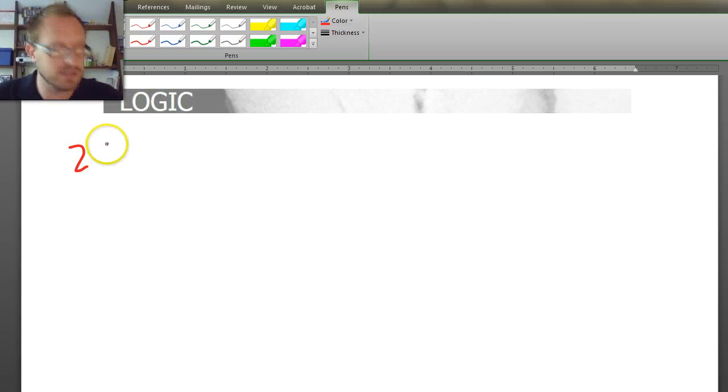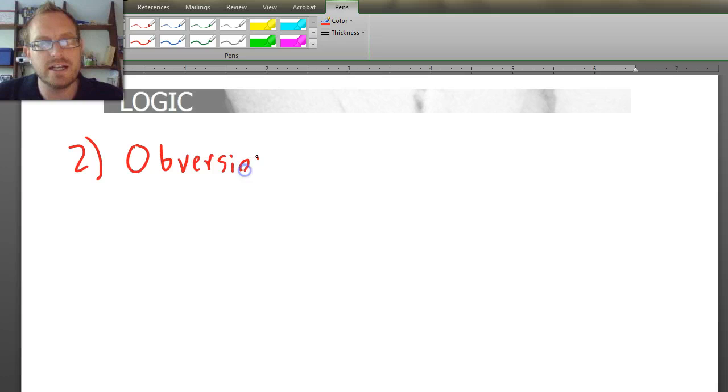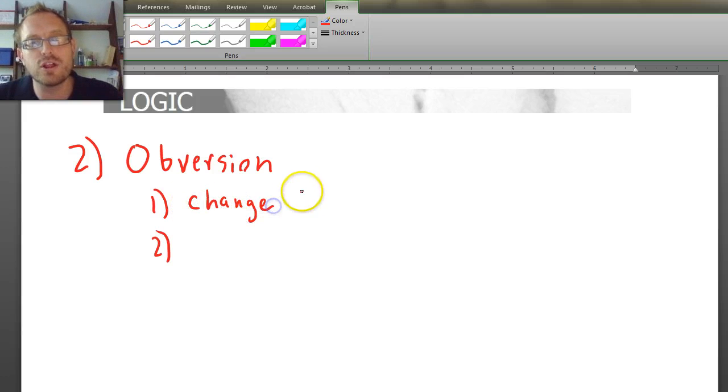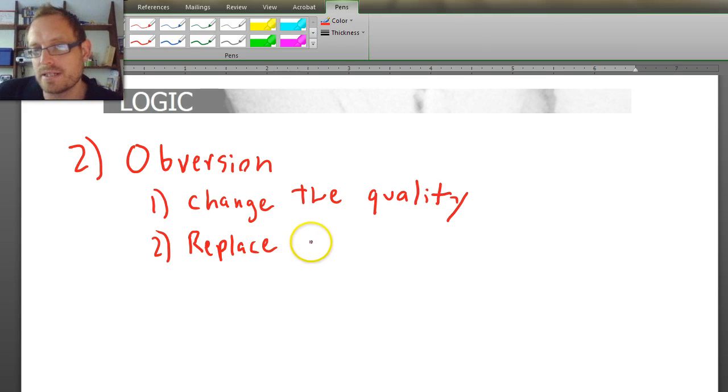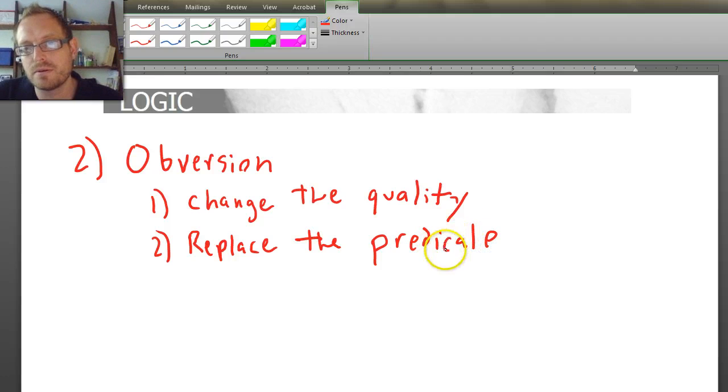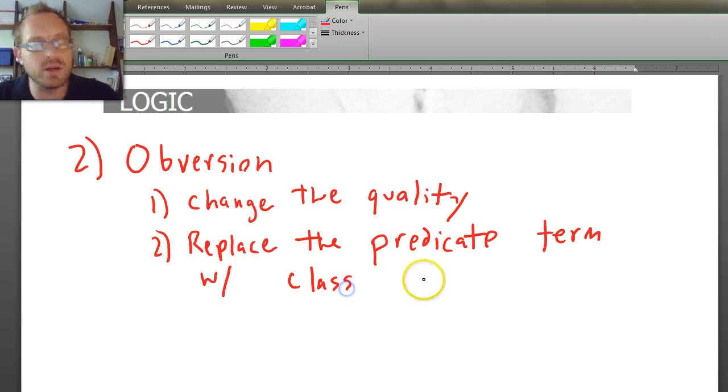Let's take a look at the second logical operation here, and that's called obversion. An obversion has two steps, okay? The first step for an obversion is to change the quality. First, you have to change the quality, and second, you have to replace the predicate term with its class complement, okay? So let me write this down. Replace the predicate term with the class complement. Now, at this point in the course, we haven't actually talked about what a class complement is, and so I'm going to have to give you the background there.